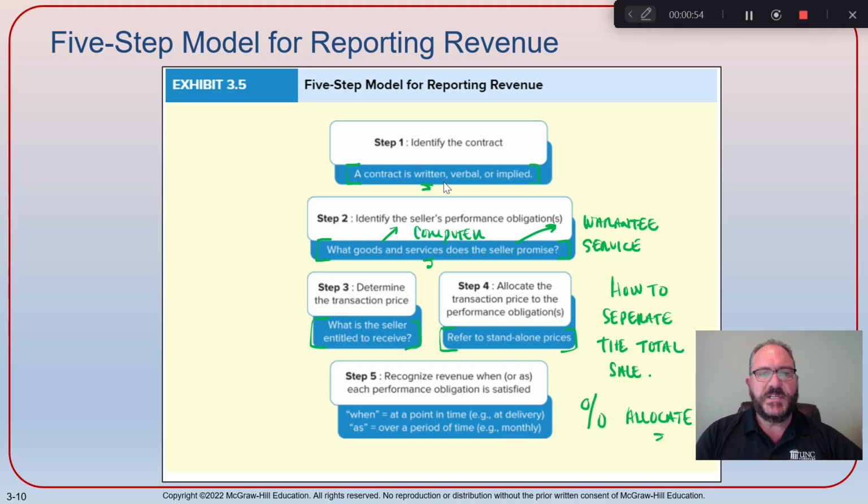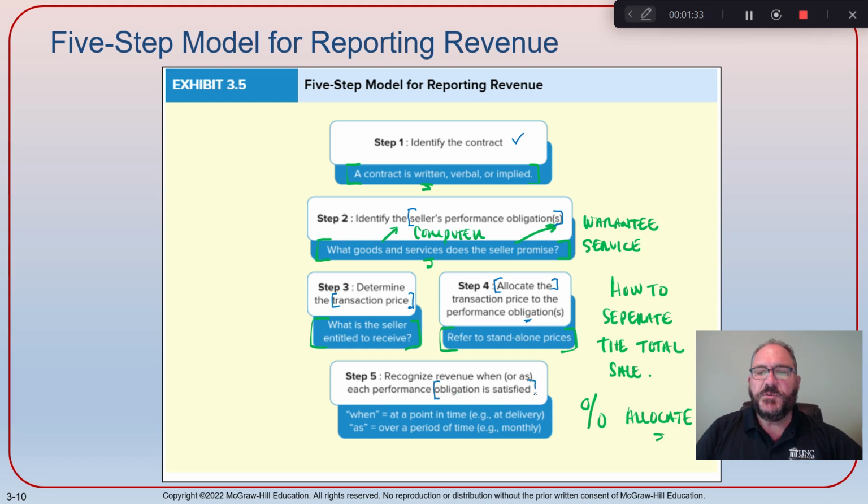The first one here is identify the contract. Okay, I get my pen turned on here. Pen, go to blue. By the way, there's not always a contract. When you walk into Walmart and buy something, there's not. So this is for when things are a little more complicated. The next thing, identify the seller's obligations. Third, determine the transaction price. Then allocate the transaction price to the obligations. And then recognize the revenue when the obligation is satisfied.